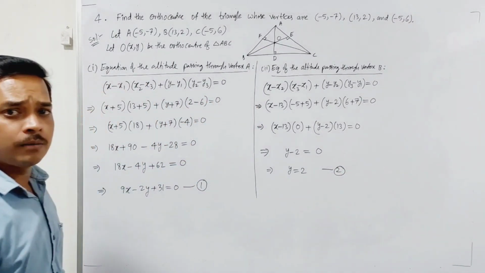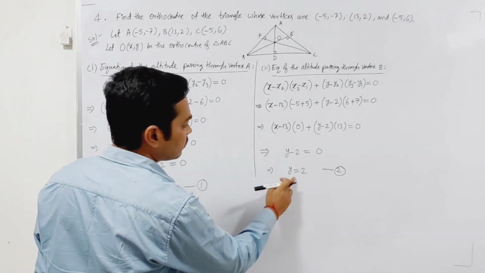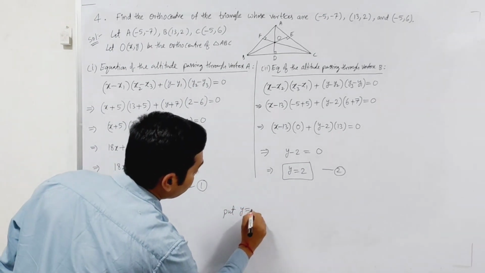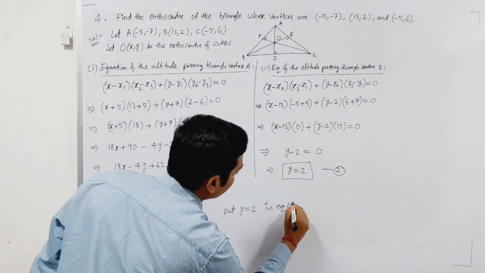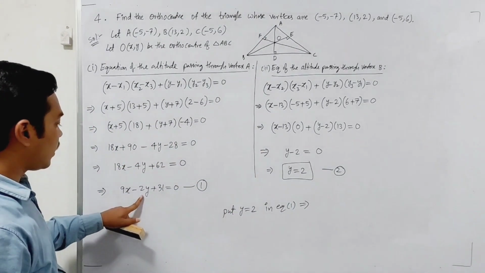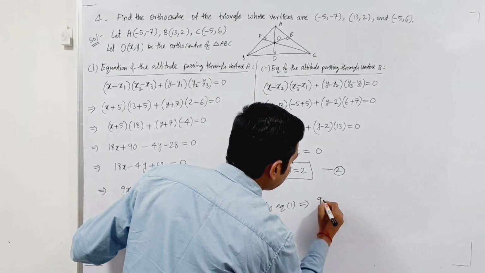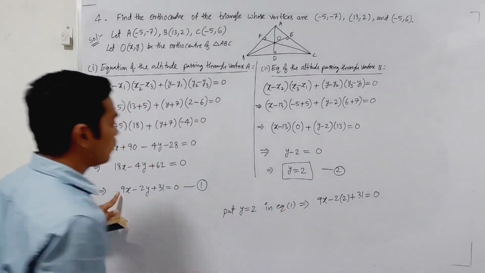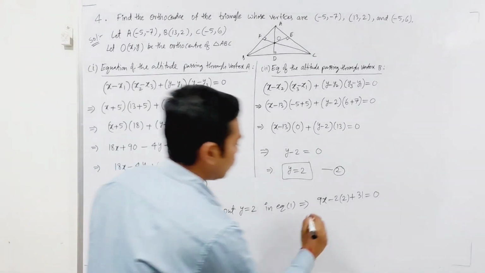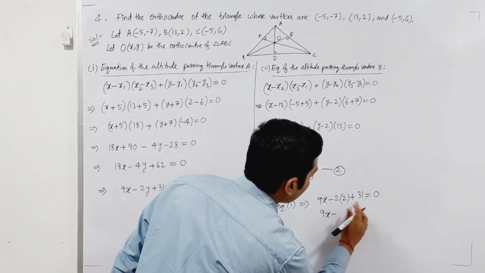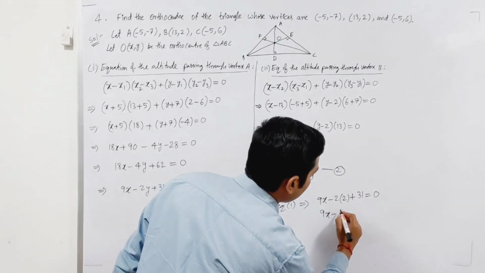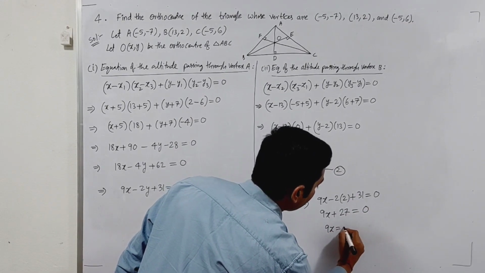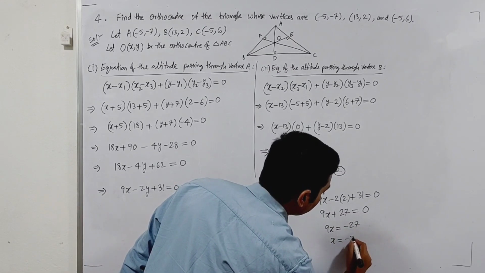No need to apply the elimination method. We already got the perfect y value, y equal to 2. Put y equal to 2 in equation 1 to get the x value. So 9x minus 2 into 2 plus 31 equal to 0. 9x minus 4 plus 31, how much? Plus 27 equal to 0. From this, 9x is equal to minus 27. X is equal to minus 3.